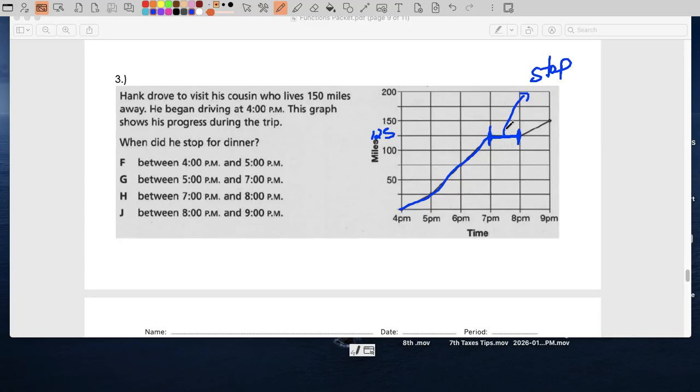This is where he stopped at one of those places on the highway where you can grab a bite, right, from 7 to 8. Stops and eats, and then after dinner, he takes off again. So from 7 to 8 is our answer.